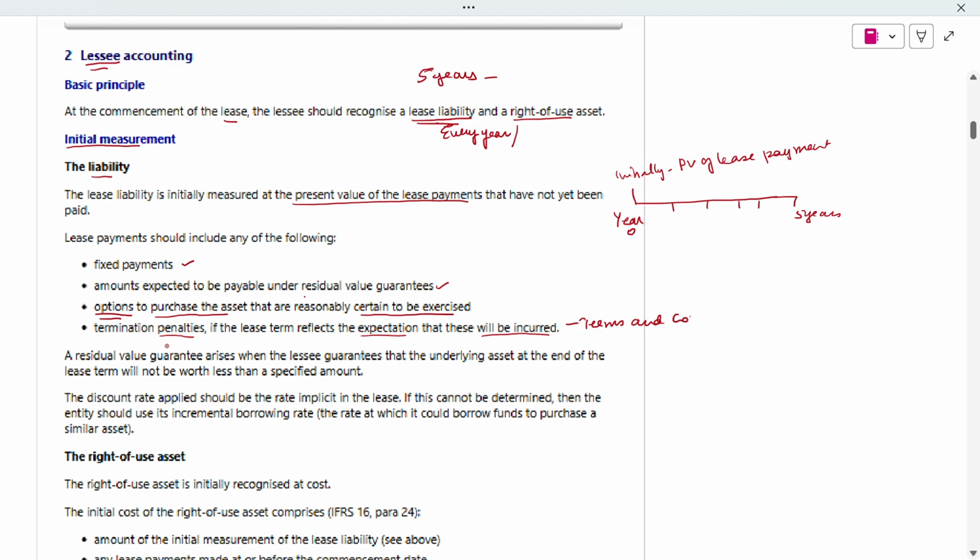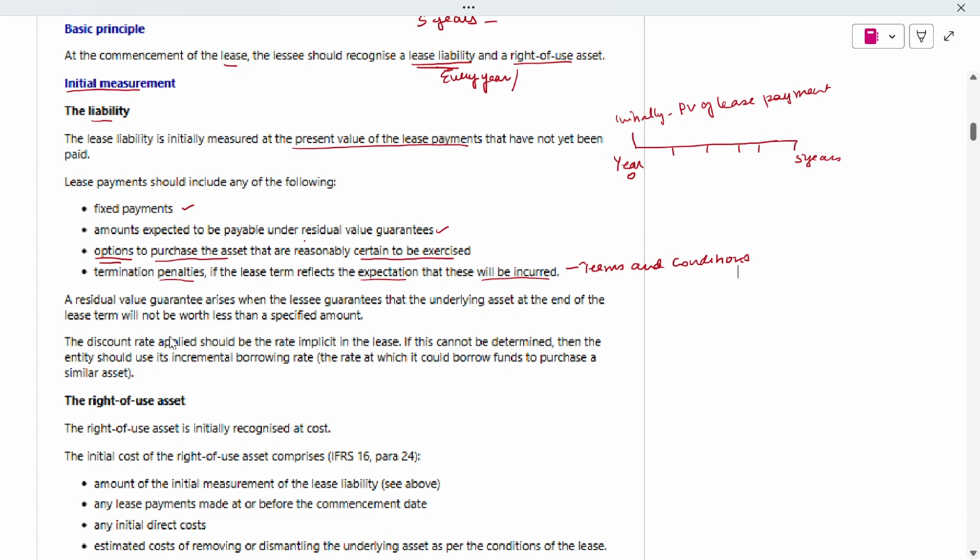If it is going to be part of the terms and conditions, then you have to pay the penalty. Okay, you have to pay. What is the residual value guarantee? It is when the lessee guarantees that the underlying asset at the end of the lease term will not be less than a specified amount. Is it right?